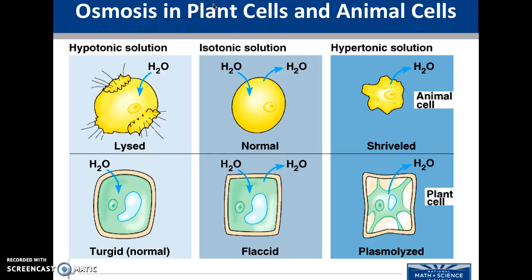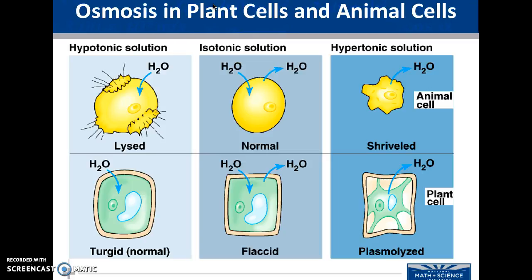In plant cells, we see this happening. On the left, in a hypotonic solution, this means that there's tons of salt in my cells. Water is going to rush into the cell. It can become lysed or explode, or it can be turgid, which is a normal cell.